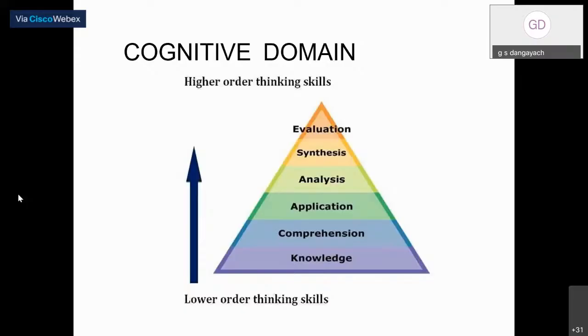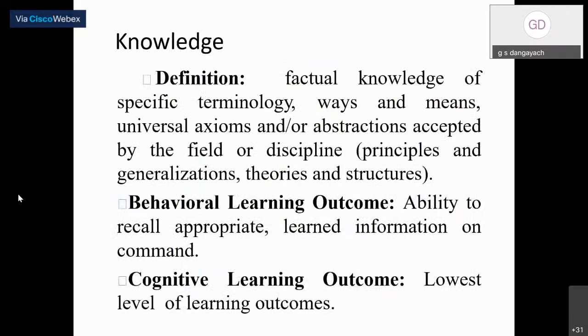Here in this slide, you can see these are the six levels of the cognitive domain, starting from the lower order to the higher order. Knowledge is the first, then comprehension, then application, analysis, synthesis, and evaluation. Now we see them in brief.